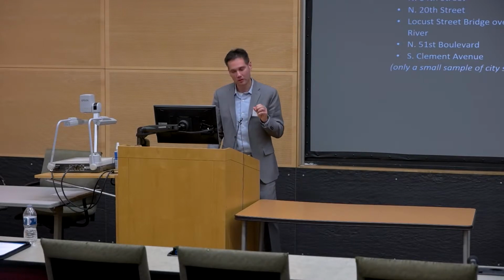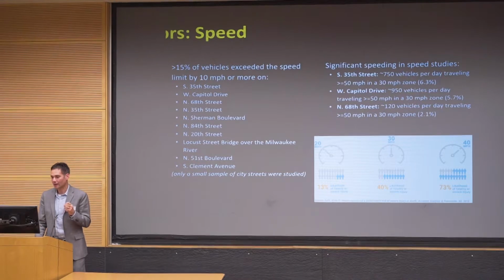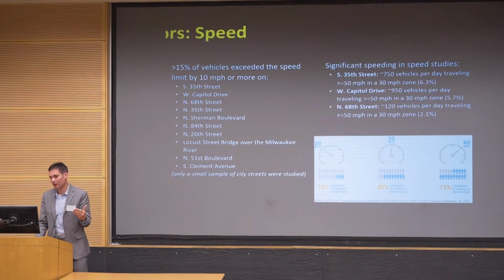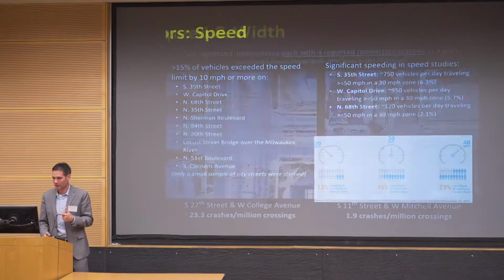There were even some special corridors, South 35th Street, West Capitol Drive, where we had 1 in 15 to 1 in 20 cars traveling 20 miles an hour or higher above the posted 30 mile an hour speed limit. So this is an unfriendly pedestrian environment. Almost 1,000 vehicles per day on one of these streets going 50 in a 30.